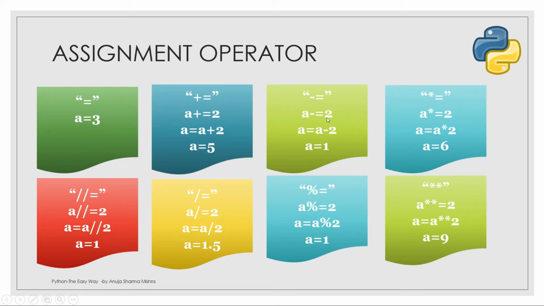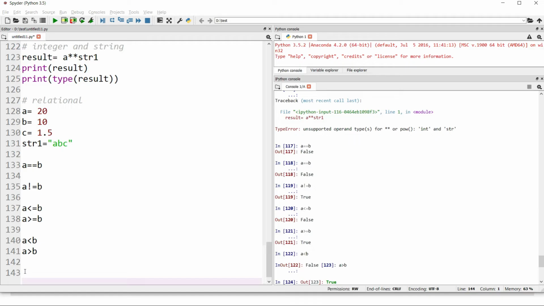Similarly, if I want to subtract 2 from A, it's A minus equal to 2, which actually means A is equal to A minus 2. So initially A had 3 in it, now A minus 2 is 1. Similarly, when I say A multiply equal to, it will multiply the value with the previous value stored in A. Similarly, I can do the same operations on all other arithmetic operators, that is floor division, modulus and exponent. So let's try doing so.